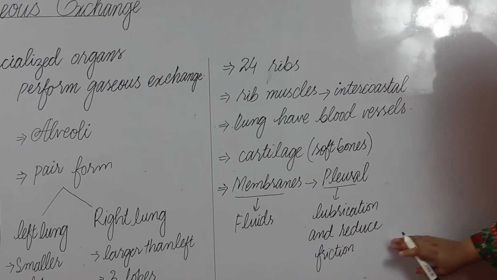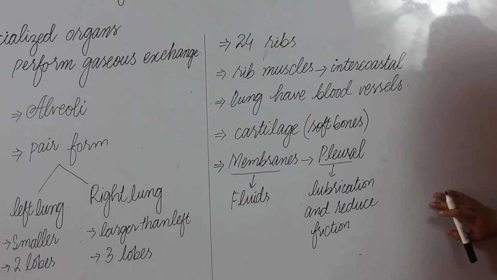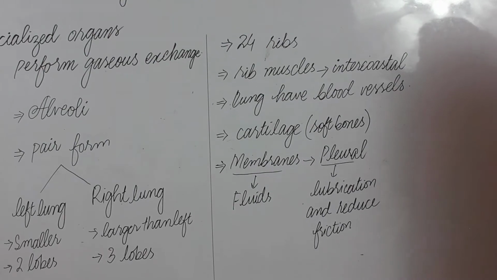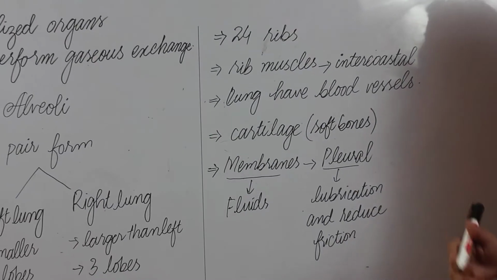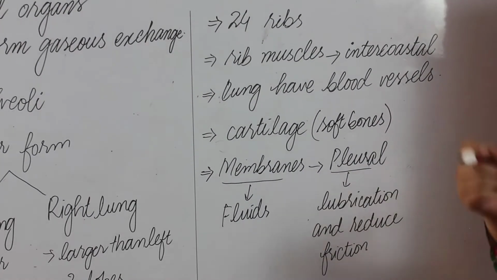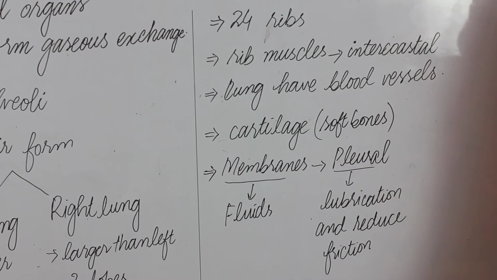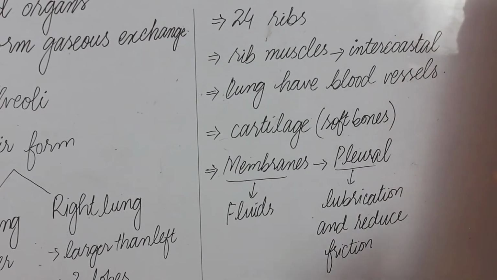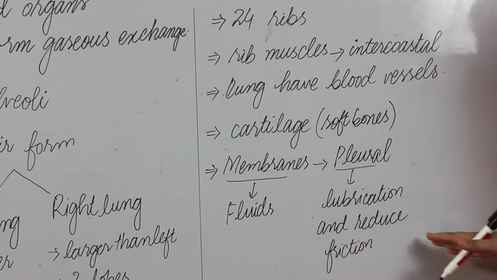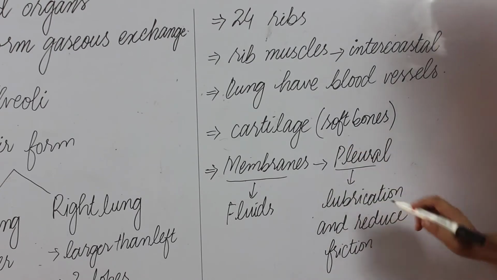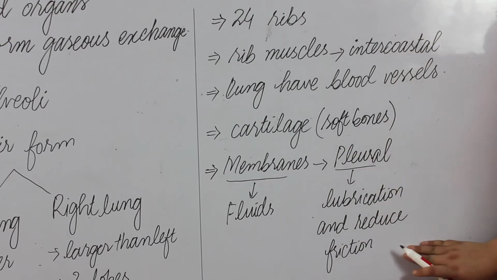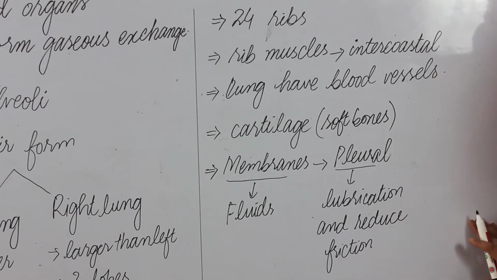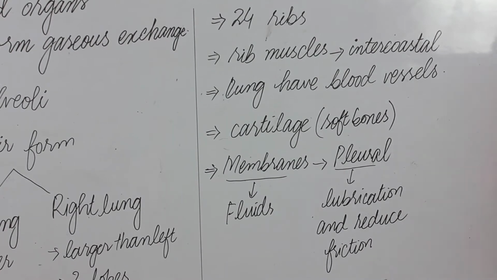For example, when air enters into the lungs, our lungs do not expand largely. If our lungs expand largely, it can harm our other organs, for example, heart, kidney, stomach, etc. So, it means that these pleurae provide the lubrication and reduce the friction between the lungs. So, this is all about the topic lungs. Let us move on to the next topic, that is all about the mechanism of breathing.